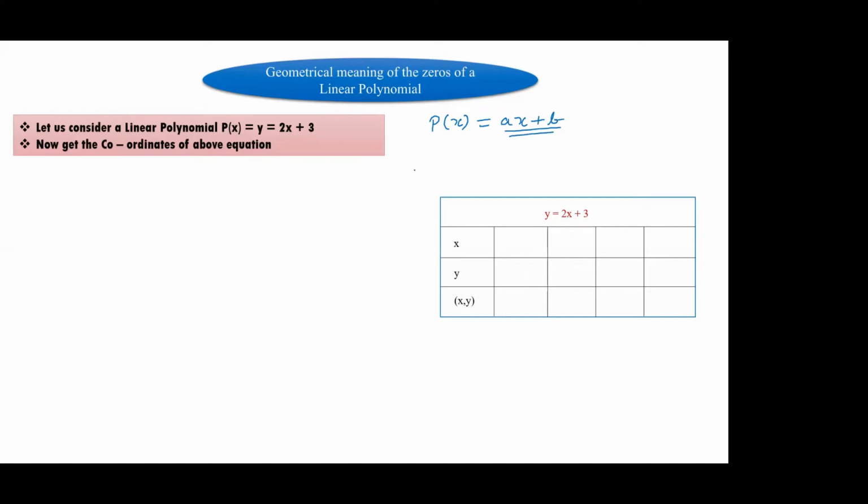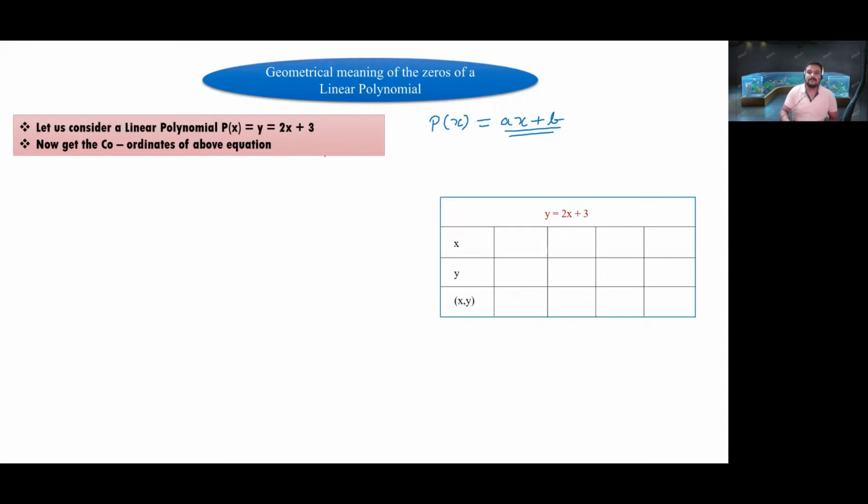And what do we get when we plot a linear polynomial on a graph, what type of line do we get? We get a straight line. Absolutely correct. Okay, we get a straight line.